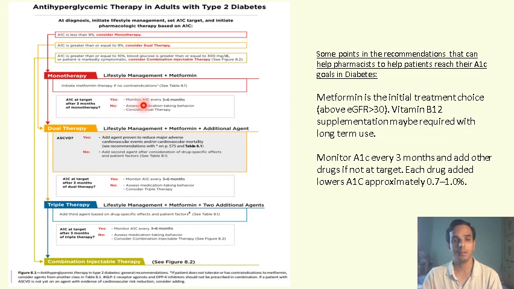If it is okay, then monitor A1C every 3 to 6 months and continue the therapy. If not, it would go to dual therapy. You would also go straight to dual therapy if A1C is greater than 9%.